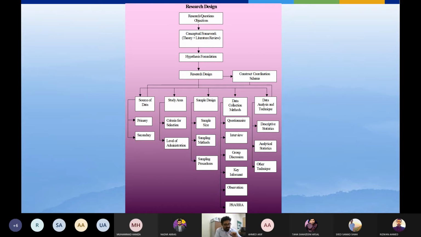Yes, Samad, please. Sir, what about the literature review? Does it come under the same research design?